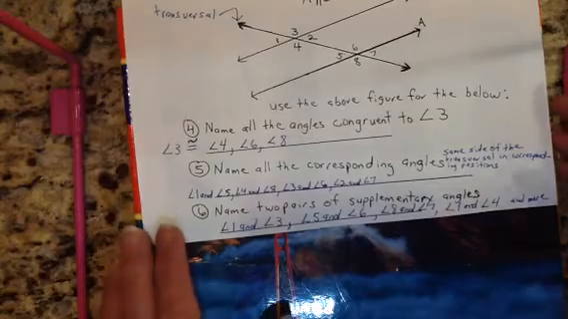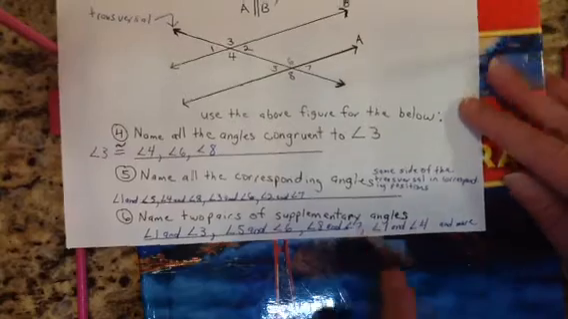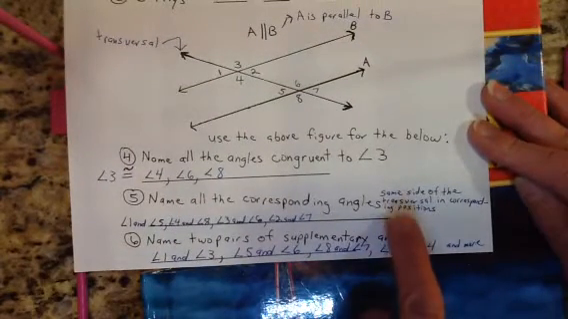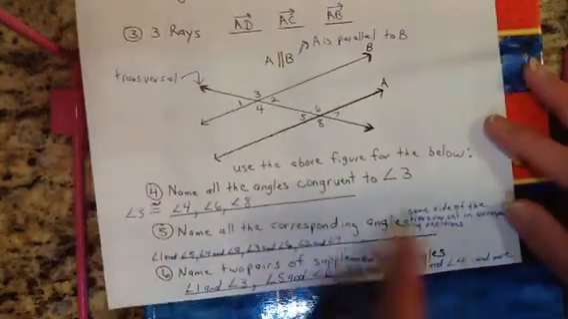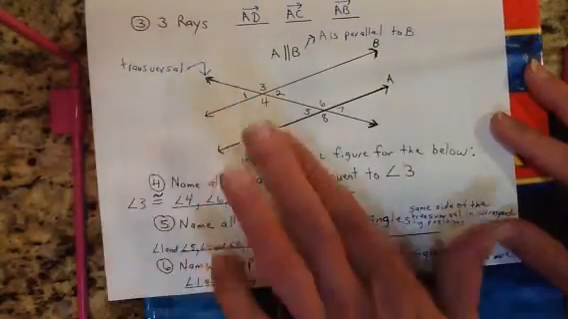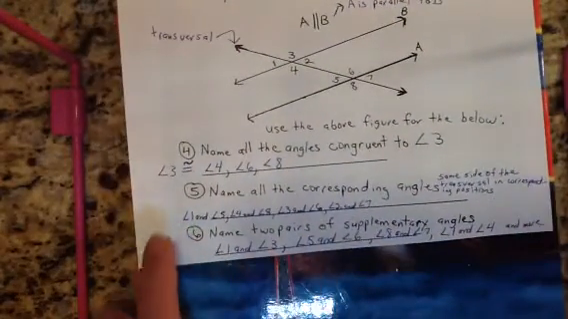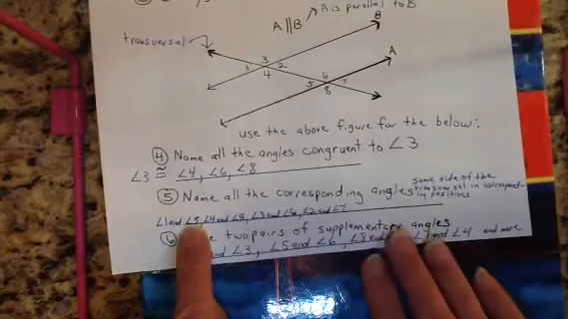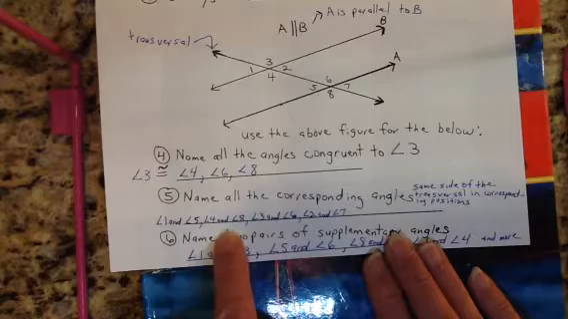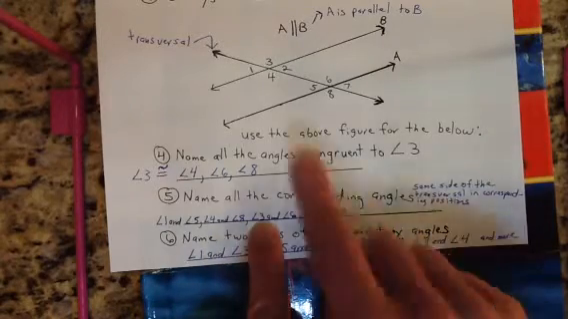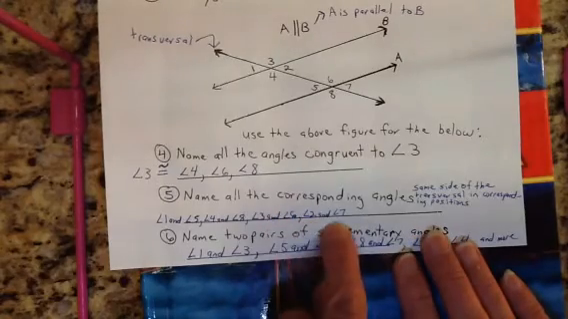Okay. Number 5 is name all the corresponding angles. What's the meaning of corresponding angles? Same side of the transversal in corresponding positions. So here's our transversal. So on the left side or on the right side. So on the left side, angle 1 and 5 are corresponding angles. Angle 4 and 8 are corresponding angles. Then on the right side, angle 3 and 6 are corresponding. Angle 2 and 7 are corresponding.